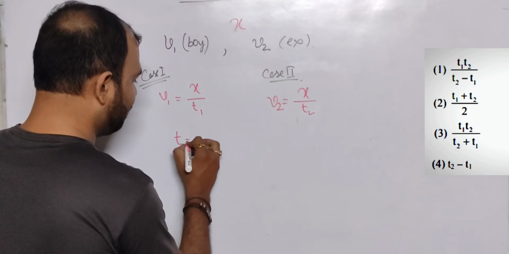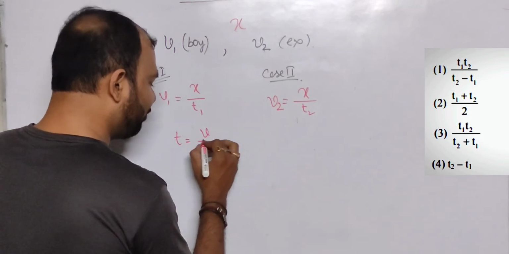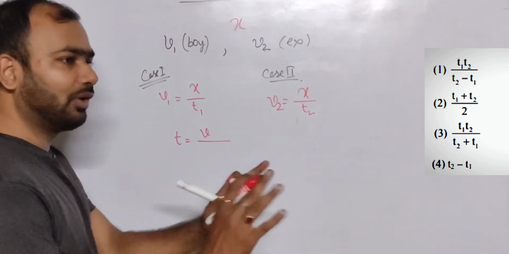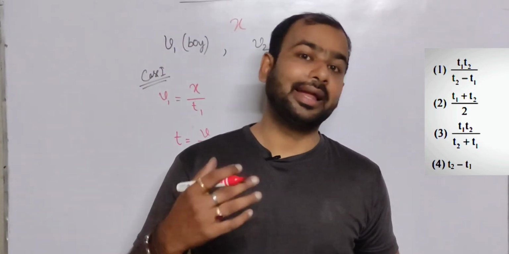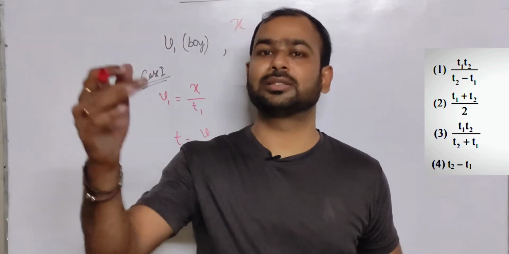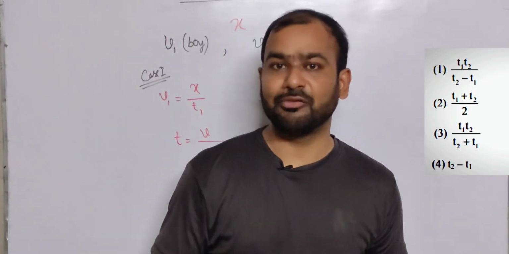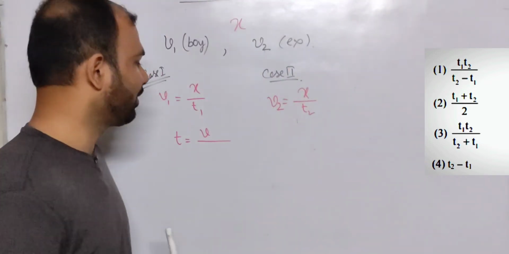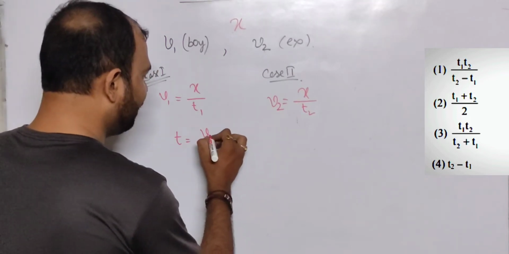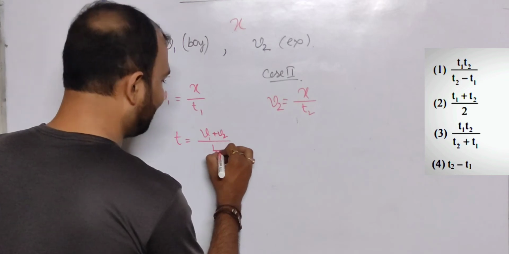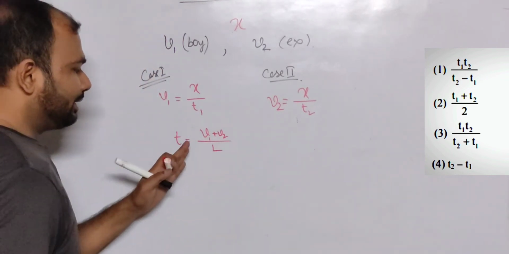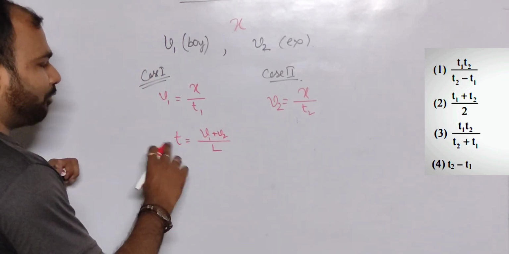Time equals distance by relative velocity. When they are moving, the velocity will be increased. The escalator is moving and the boy is moving, so the relative velocity will get added up. So the relative time is total length divided by v1 plus v2. This is the time we have to find.